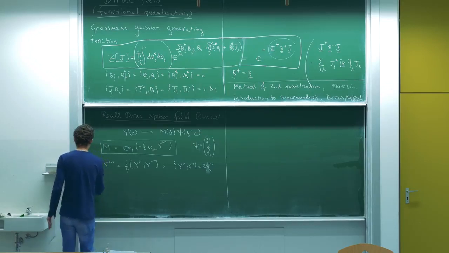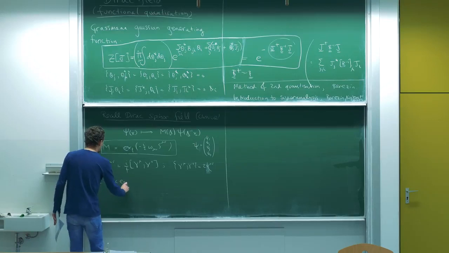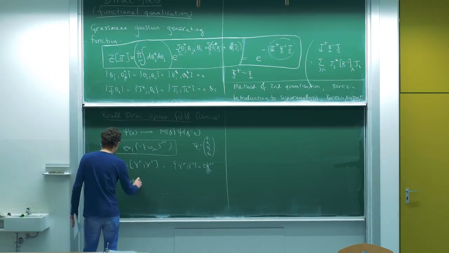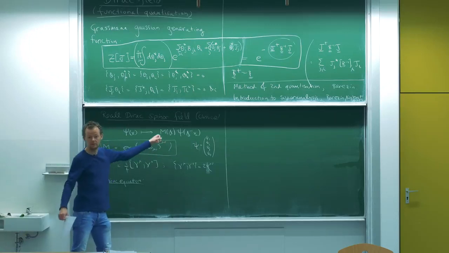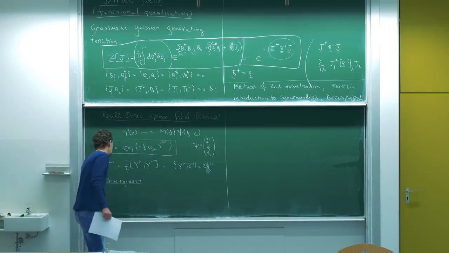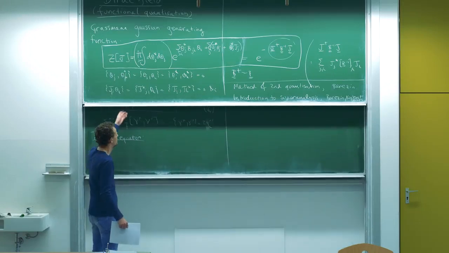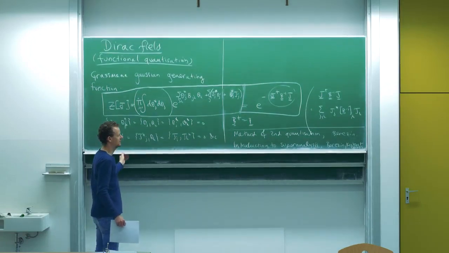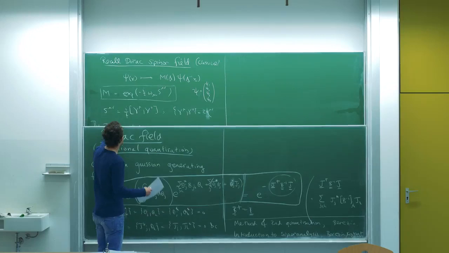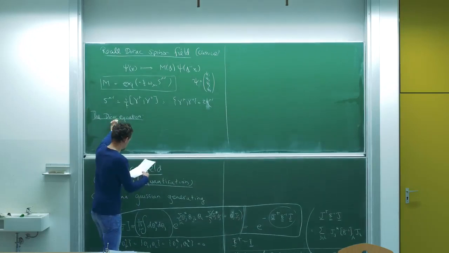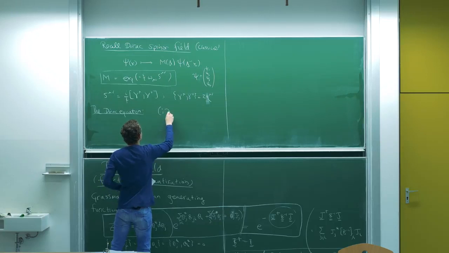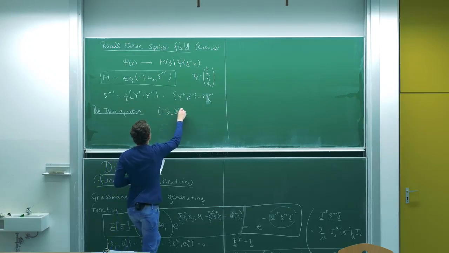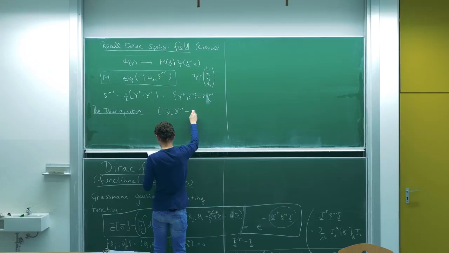Now what's the generator of time translations? Well, now that you know this, you could derive it by simply working out the representation of the time translation generator. I'll save you the bother. The Dirac equation is this equation here. Is it minus? Yeah.